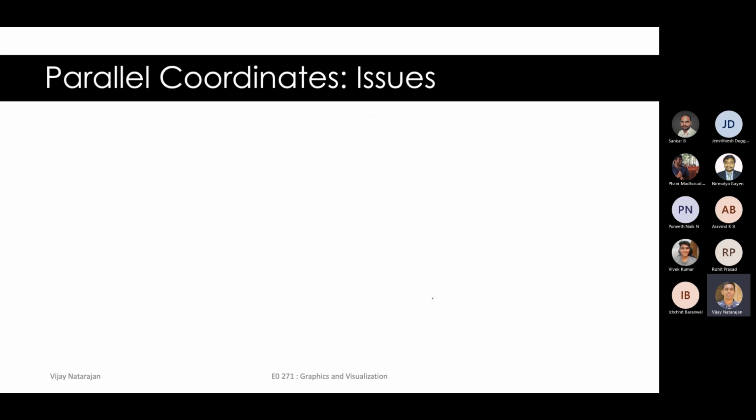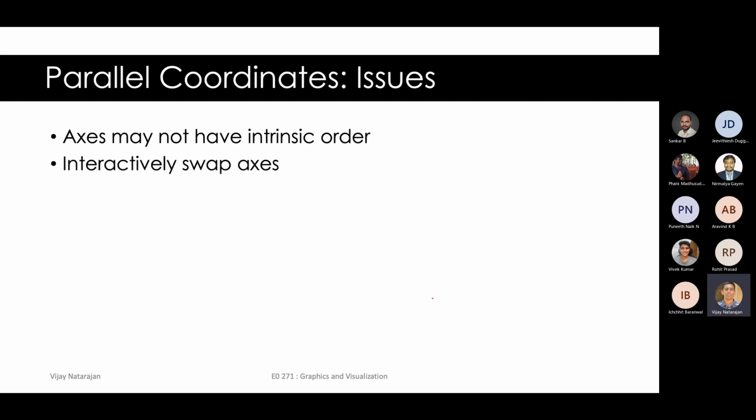Okay. Parallel coordinates is not without challenges, not without problems, right? It's not something that solves all the issues that you have with orthogonal axes. Here are some issues. The axes don't have an order, but you are enforcing some order left to right. This can have side effects, so you have to be mindful of this. One way to address this is to allow the user to swap the axes or to find some optimal ordering of axes.